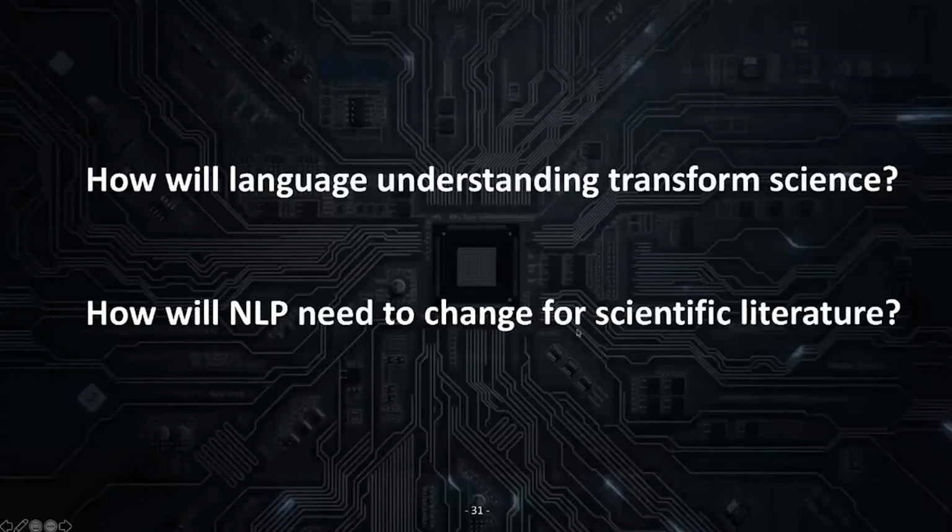So not just what you would get from something like a Google Scholar search. This has really got much deeper semantic information. So how will natural language understanding transform science? How can we use it to really enhance what we're doing already in our own research groups and in reading publications and things like that? But how will natural language processing also need to change for the scientific literature? So I already suggested some ideas about how it needs to change. And of course, there are other places.